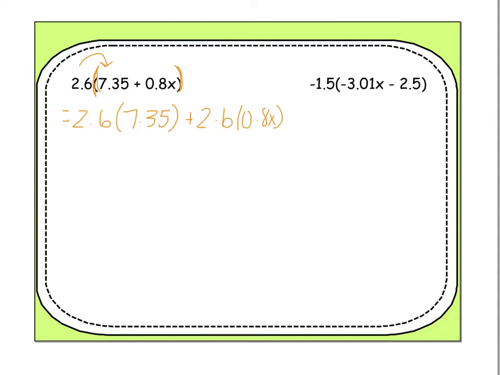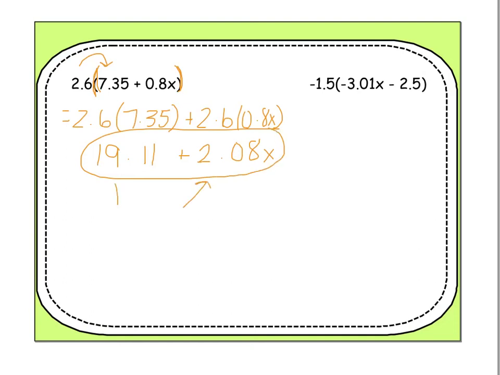So 2.6 times 7.35 is going to give us 19.11, plus, now I have to do 2.6 times 0.8. We have 2.08, and we can't forget our x. We cannot add these together because this one has an x and this one does not. So that would be our final answer.